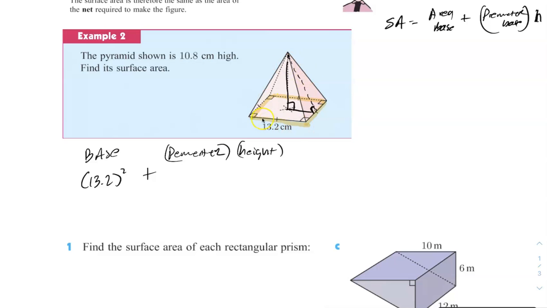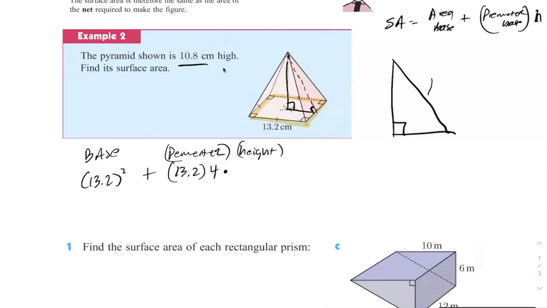I know this full length here is 13.2. My perimeter will be 13.2 plus 13.2 plus 13.2 plus 13.2, or 13.2 times 4. And my height, I have to figure out using the Pythagorean theorem. The height we know is 10.8 because they told us right here. So let me draw the triangle out here. It's a little easier for us to see.